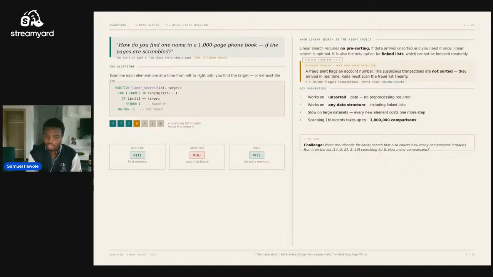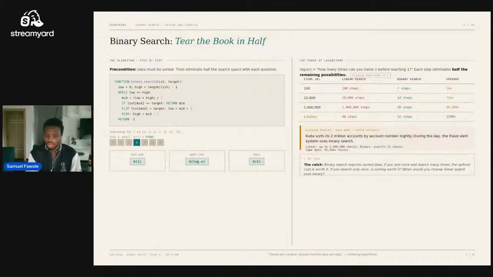So linear search requires no pre-sorting. Yeah, I already talked about that. I don't want to talk much more about data structures. So I don't talk about linked lists and such, but we'll talk about data structure when we begin the first cohort of this course. So yeah, let's go down to the next one.